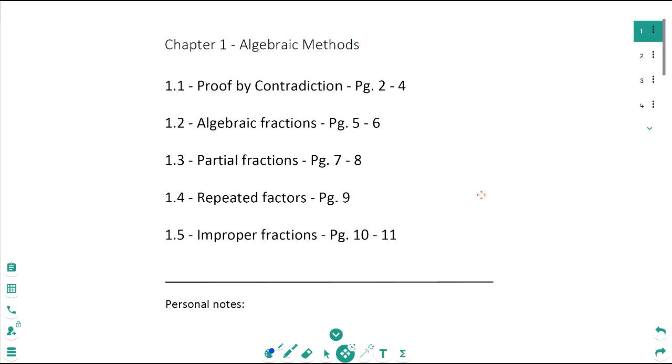But the next part, 1.2 to 1.5, is about algebraic fractions, partial fractions. They all belong to a different category. So in this chapter, you've got two bits which are completely separate: 1.1 on its own, and 1.2 to 1.5.